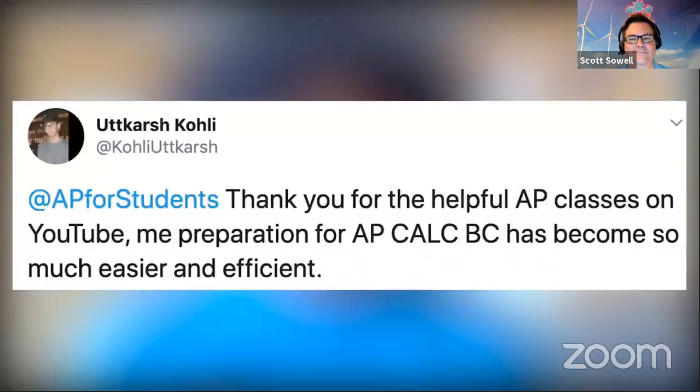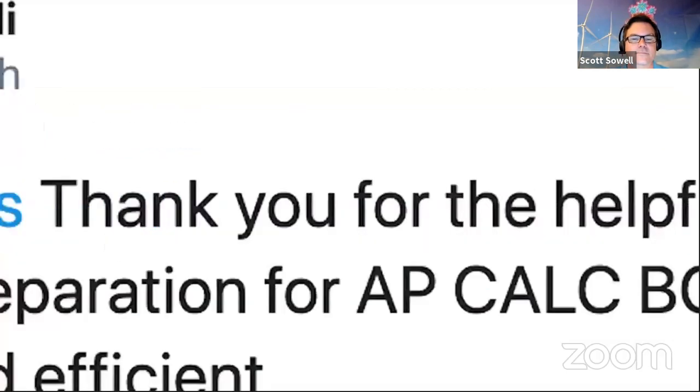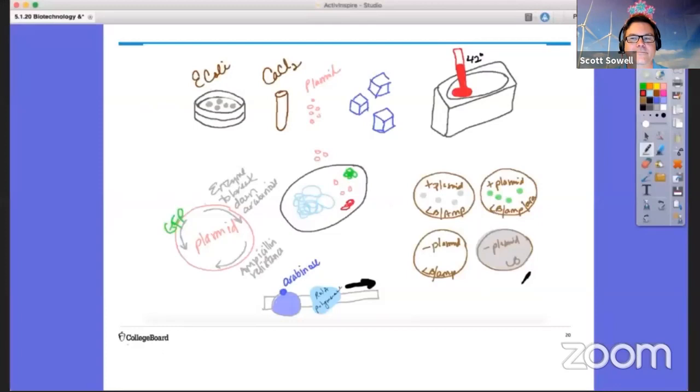Utkarsh Kali shared on Twitter, thank you for the helpful AP classes on YouTube. My preparation for AP Calc VC has become so much easier and efficient. So I drew this like 4 o'clock this morning. So it's not beautiful, but I think it gets the point.